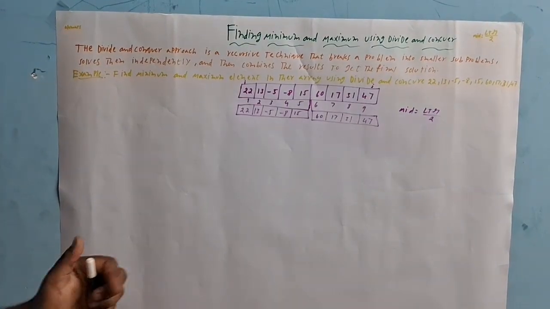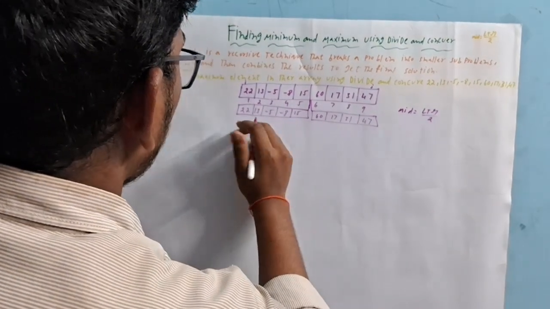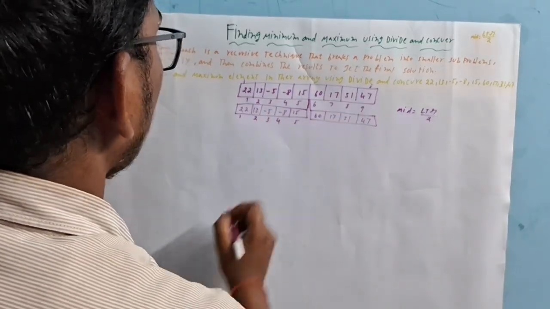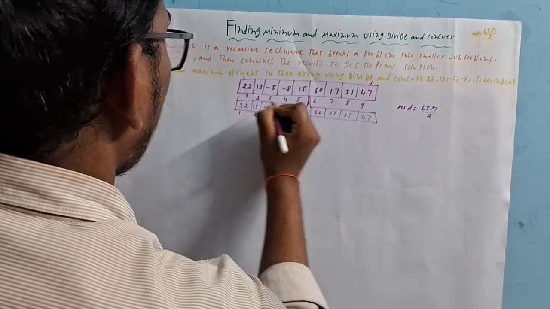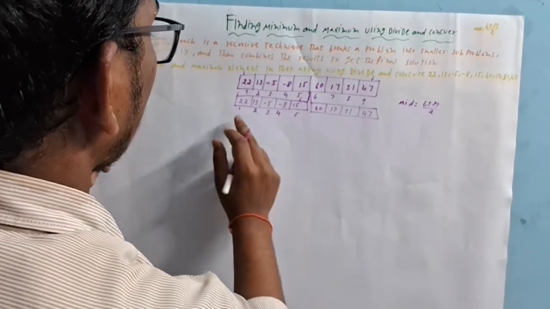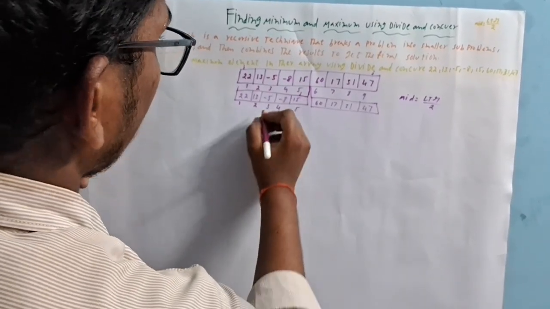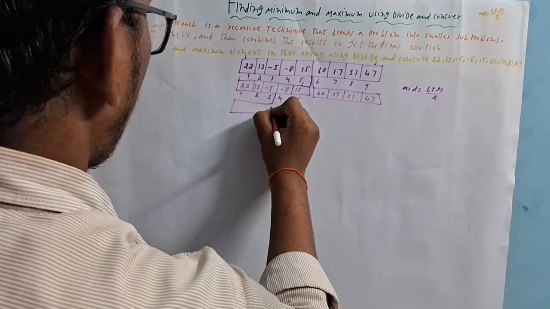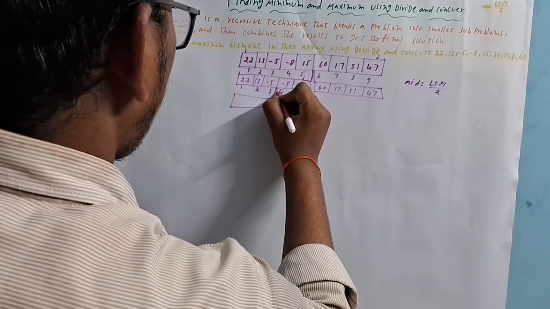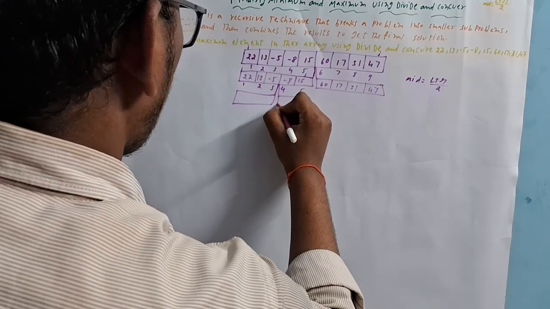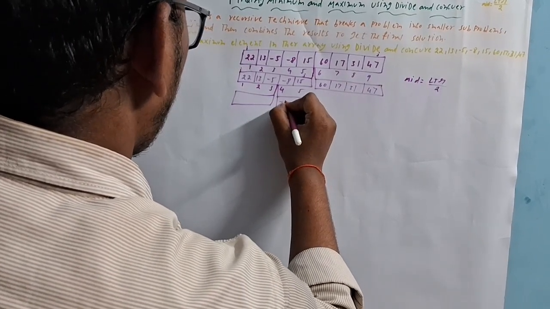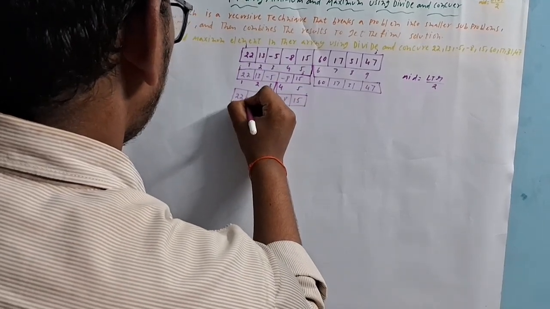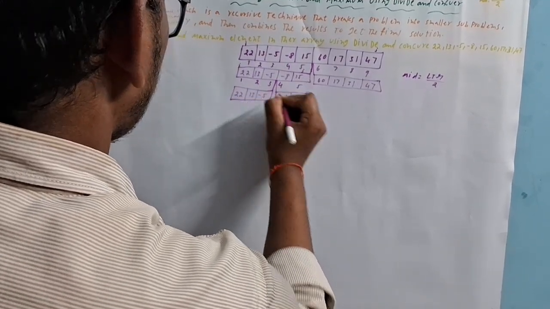Again we have to divide this problem. Positions 1 2 3 4 5, i and j. i plus j, 1 plus 5, that is 6. 6 by 2 is 3. So the parts are 22, 13, -5 and -8, 15.